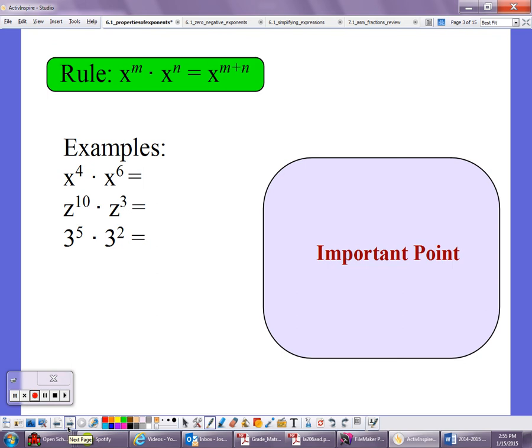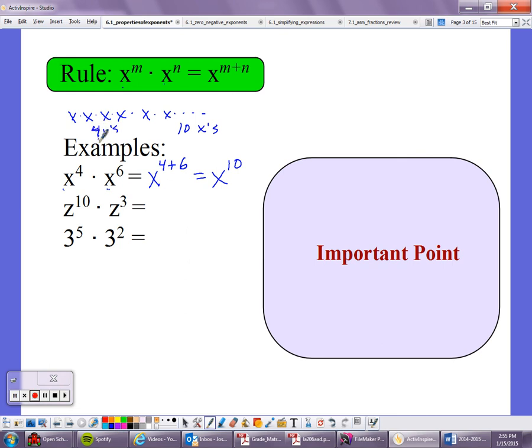Well, x to the fourth times x to the sixth. Same variables here, so we can use this rule. X to the fourth times x to the sixth, according to our rule, should be x to the 4 plus 6 power. 4 plus 6 is 10, so we should end up with x to the 10th power. And even if you don't write it all out, you might want to think back in your head, well, what does that mean? That means x times x times x times x, times x times x, I get bored of writing it, but there's going to be 10 of them over here.